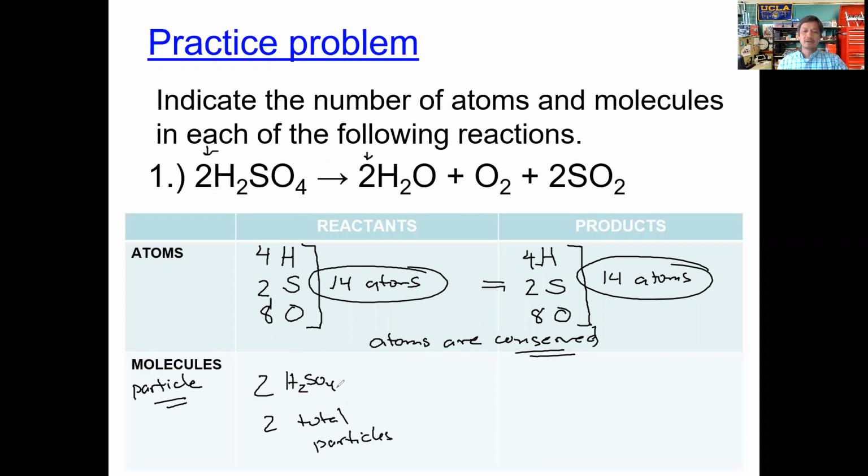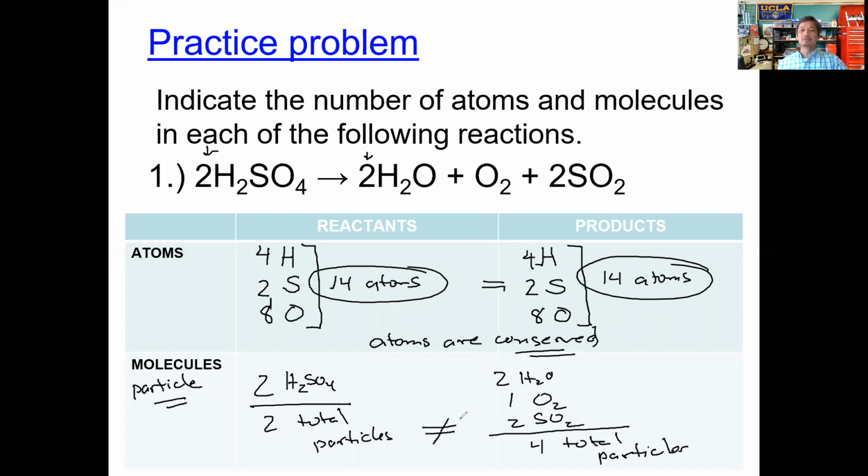Let's go ahead and count the right hand side. We have 2 waters from the coefficients here, 1 oxygen, and 2 sulfur dioxides, which means we have 4 total particles. If you notice, the number of particles do not equal one another. The number of atoms should always be equal, but the number of particles does not. Make sure you keep in mind that atoms are conserved.